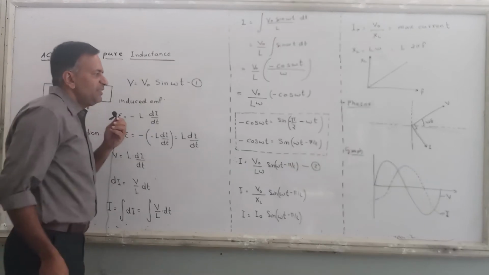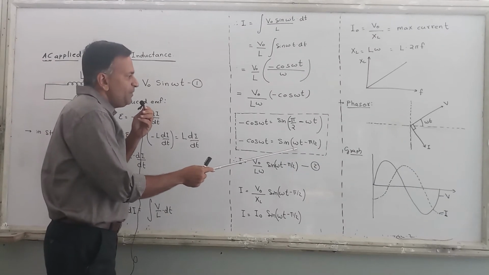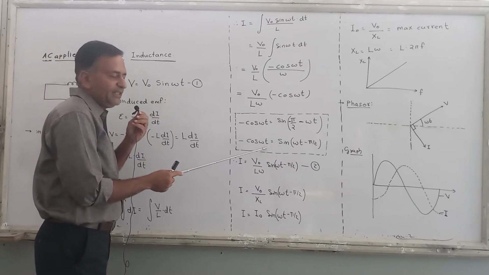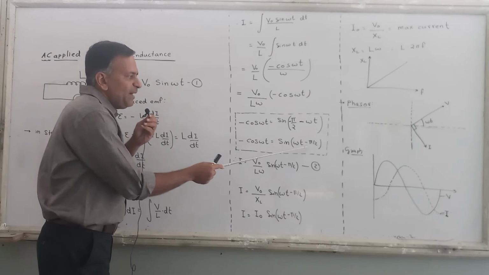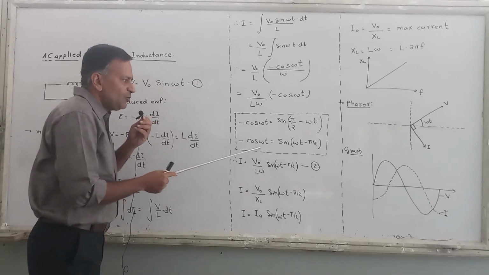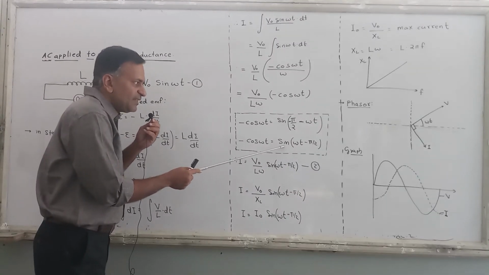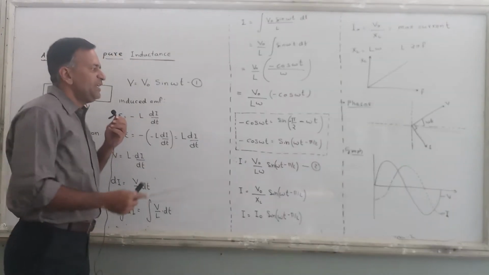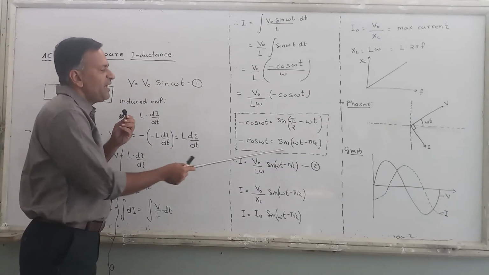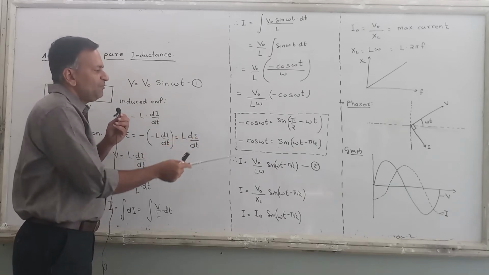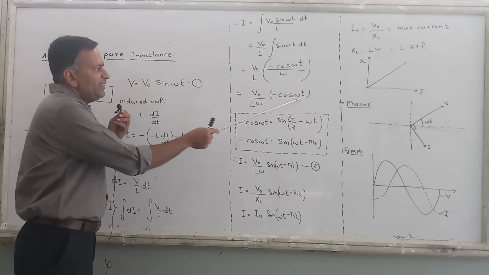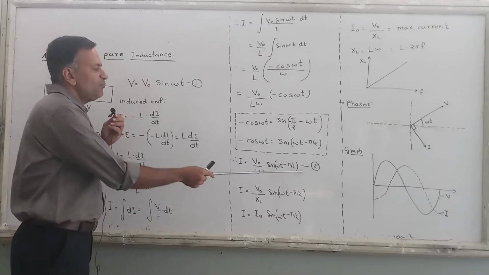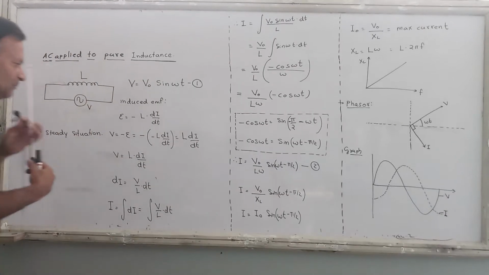Alright, now how to convert this? See, sin of pi by 2 minus omega t will be cos omega t, but sin of omega t minus pi by 2 will be minus cos omega t. So this second replacement I am doing here, and the equation changes: instead of minus cos omega t, we write sin of omega t minus pi by 2. This is the equation of electric current.